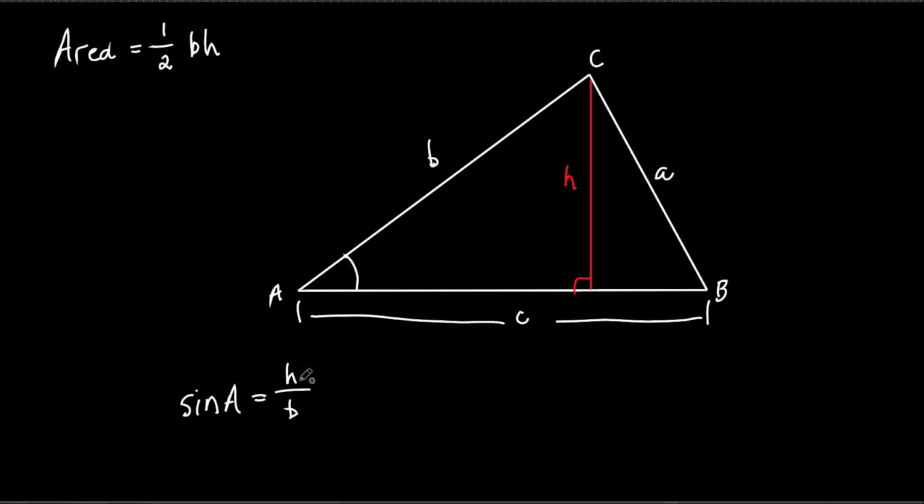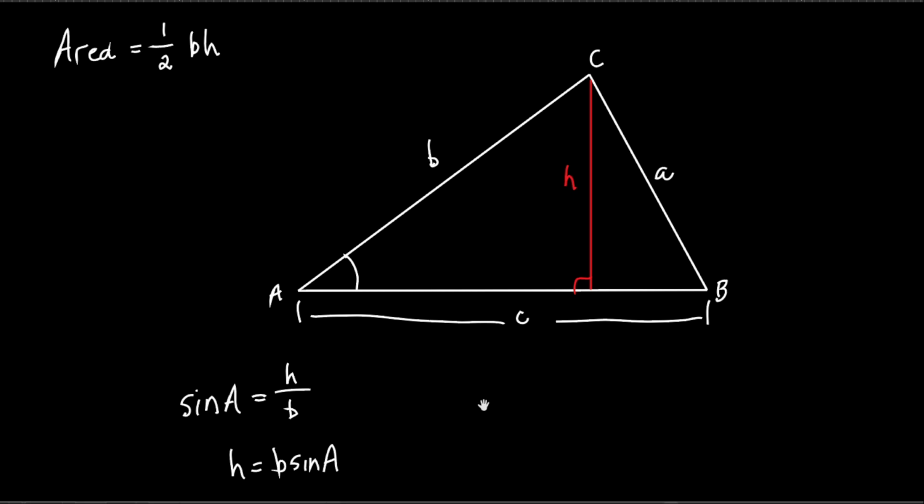I can solve for H, and it's pretty simple. If I solve for H, I've got to get rid of the B. How do I get rid of the B? Multiply both sides by B. So what is H equal to? It's equal to B times the sine of angle A. So that's what the height is equal to. That's really super important right there.